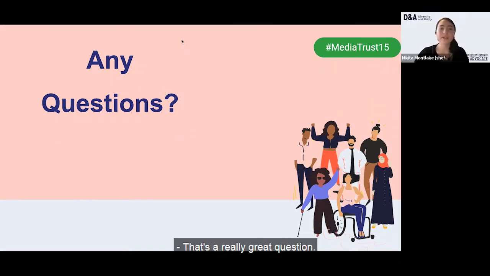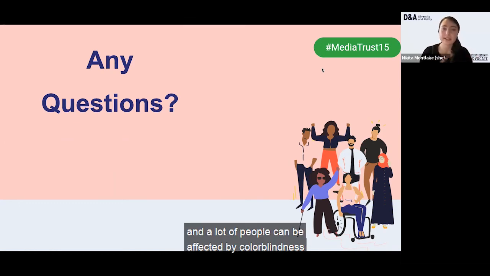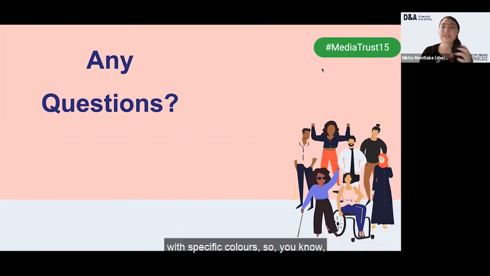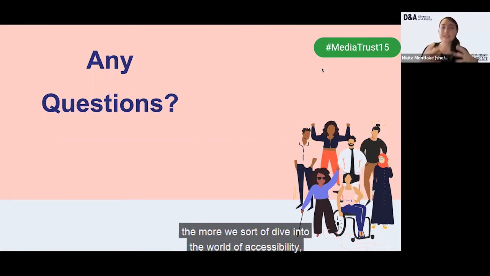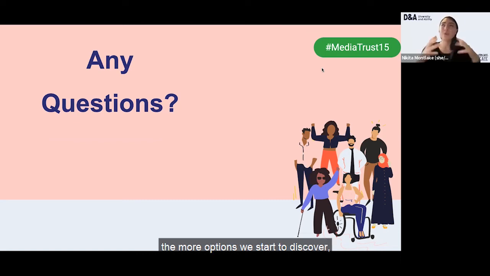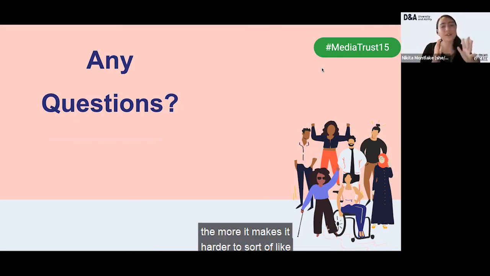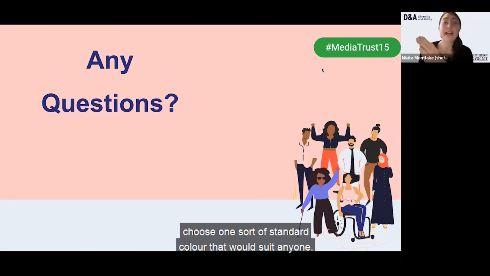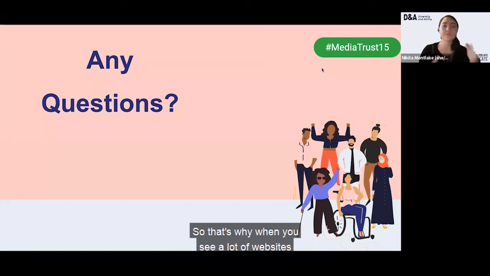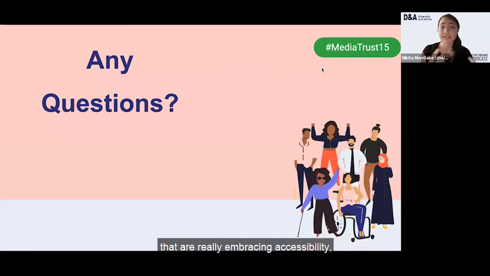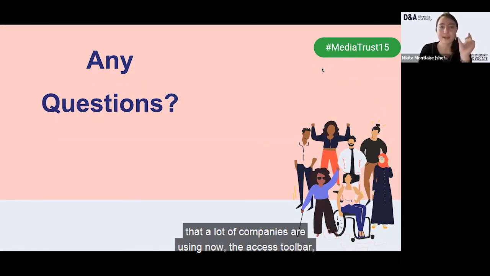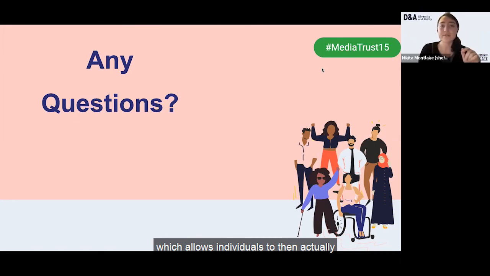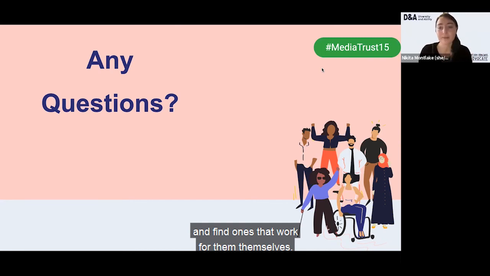That's a really great question. It's a difficult one with colors because it can be very personal, and a lot of people can be affected by color blindness with specific colors. The more we dive into the world of accessibility, the more options we discover, the harder it is to choose one standard color that would suit anyone. That's why a lot of websites embracing accessibility have an access toolbar, which a lot of companies are using now, allowing individuals to choose their own color contrasts and find ones that work for them.